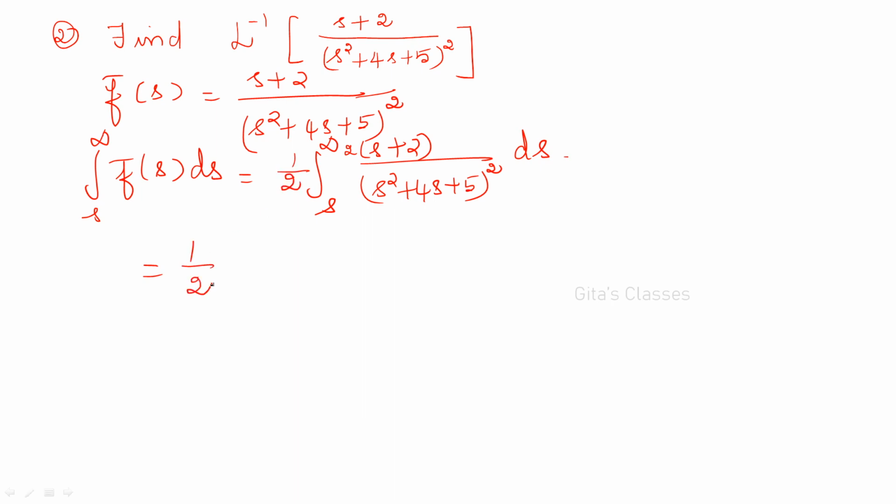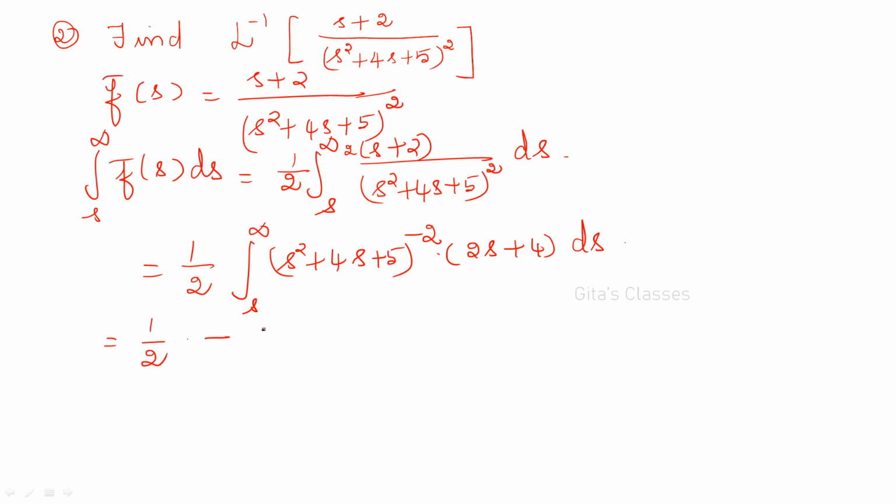So I am going to multiply and divide it by 2. So this will become 1 by 2 into integral s to infinity s squared plus 4s plus 5 the whole power minus 2 into differentiation of this, 2s plus 4, into ds. So I can write it as 1 by 2 into minus 1 by minus 2 plus 1, s squared plus 4s plus 5 the whole power minus 2 plus 1 divided by minus 2 plus 1. So that minus I am taking it outside, and s squared plus 4s plus 5 the whole power minus 1. So I can write it as 1 by s squared plus 4s plus 5 the whole power 1 from s to infinity. The minus I am taking it outside.